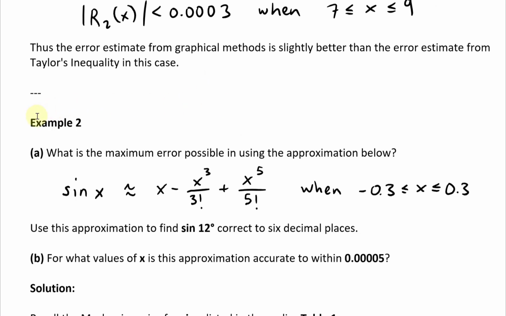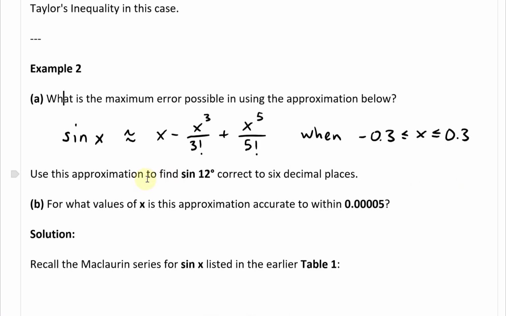Now let's look at example 2, and this one states, well, part A, what is the maximum error possible in using the approximation below? And we're given sine of x is approximately equal to x minus x cubed divided by 3 factorial plus x to the 5 divided by 5 factorial when x is between negative 0.3 and 0.3. And we're asked to use this approximation to find sine of 12 degrees, correct to 6 decimal places.